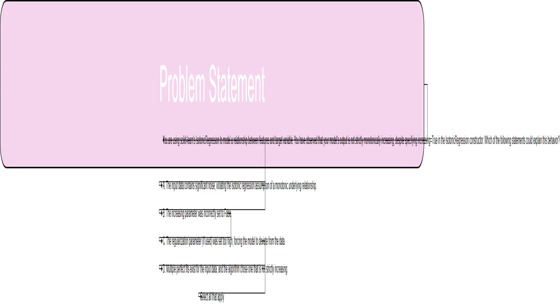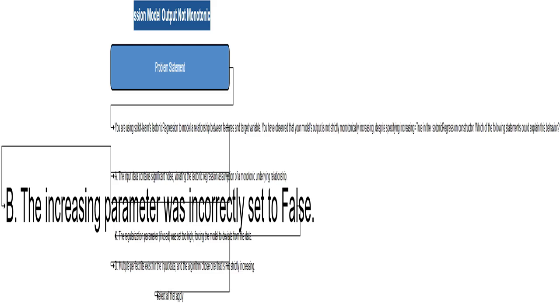I'm using scikit-learn's isotonic regression to model a relationship. I've noticed my model's output isn't strictly increasing, even though I set increasing equals true. Let's figure out why. If I had accidentally set increasing to false, I would expect a decreasing function, not a non-monotonic increasing one. That's not the issue here.